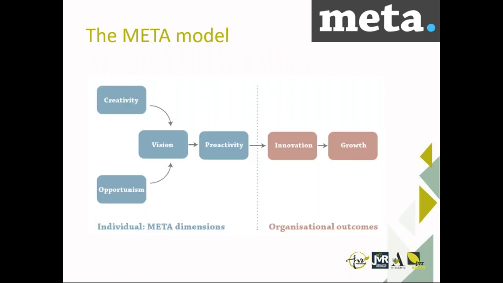So the meta model then looks at how these four dimensions interact and interplay with one another, your creativity, your opportunism, your vision, and your proactivity, to actually then lead to innovation that will lead to business growth, which is the organizational outcome that we would want to achieve. And by being able to look at the four dimensions and what a person looks like in terms of those dimensions, you can make certain inferences about their capacity to innovate and then to contribute to the business growth.